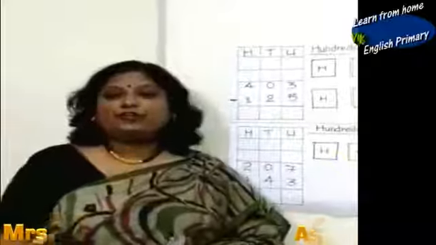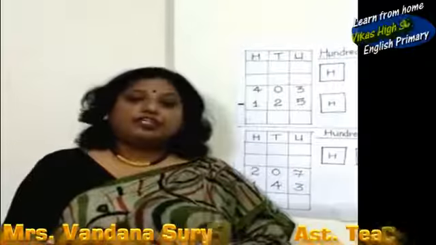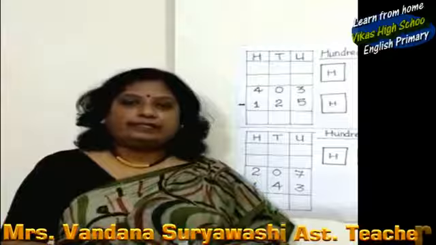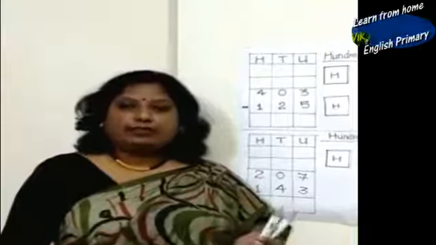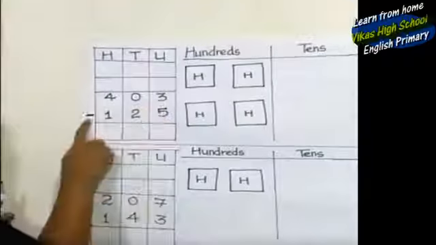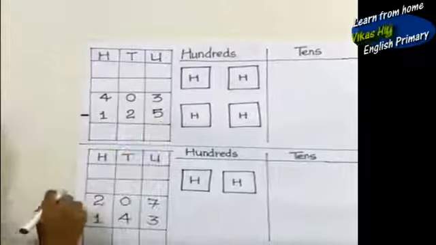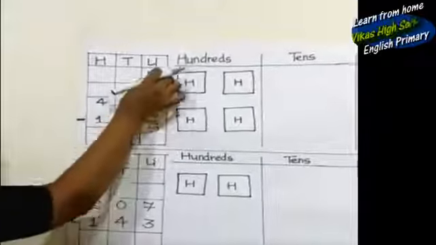Hello students, today we are going to learn how to do subtraction of 3-digit numbers with the 0 in the units and tens place. So let us see with the examples. Now you can see over here the example is 403 minus 125. Okay, now if we see, we have to always start from the units place.